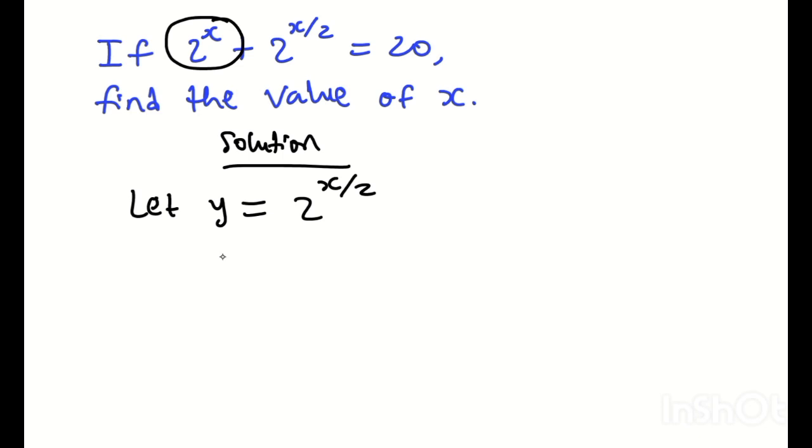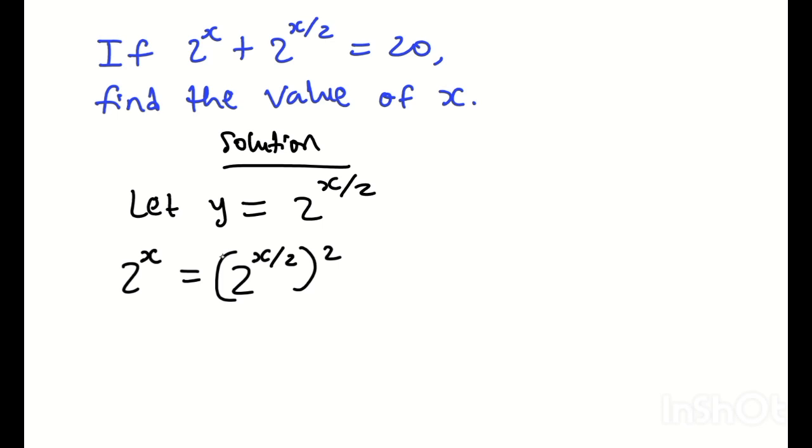So now we already said let y be equal to 2 raised to the power of x over 2. What about this 2 raised to the power of x? What can we do here? Do you know that 2 raised to the power of x can be rewritten as 2 raised to the power of x over 2, then in bracket 2? The reason I did this is because we already said let y be equal to 2 raised to the power of x over 2, and I want to see how I can bring this into 2 raised to the power of x, which is what I've just done here.